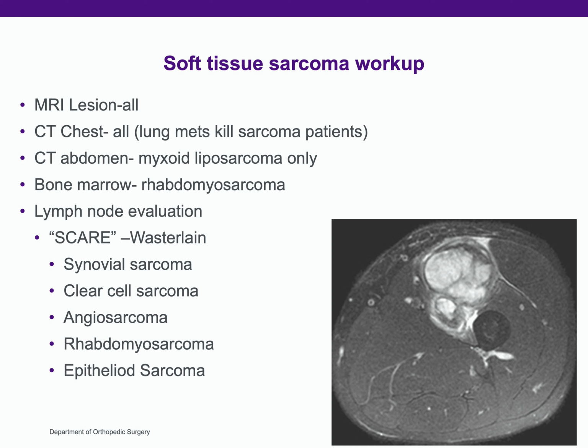One other exception to this, where you would obtain a CT of the abdomen, is for lower extremity myxoid liposarcomas. This is just something you have to memorize or know. Myxoid liposarcoma, which we'll talk about a little bit towards the end of this, is a variant of liposarcoma common in the lower extremity, and for whatever reason, it has the potential to spread to the retroperitoneum. So CT of the abdomen for myxoid liposarcoma is indicated in a workup.